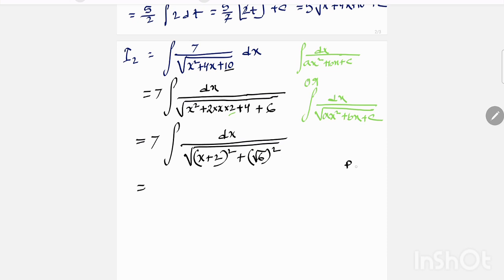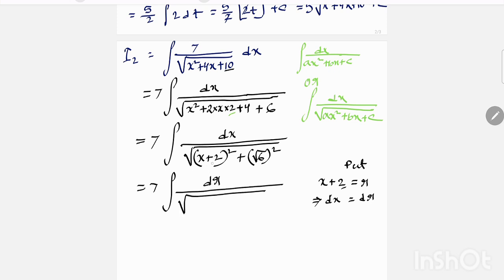For your usefulness, what we can do here is put x plus 2 equal to r. Take the derivative on both sides, so dx equals dr, since the derivative of the constant term is 0. So dx equals dr here, and you put dr over root of, in the place of x plus 2 you put r, so it is r square plus root 6 whole square.